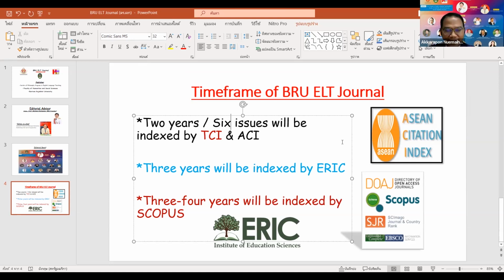Within 3 or 4 years, very challenging mission indeed. All right, we will try our best to get our journal indexed by SCOPUS in not more than 4 years. And within this month, I'm going to buy the Thaijo system as suggested by Dr. Thanis, our guest speaker. We have some budget for this.